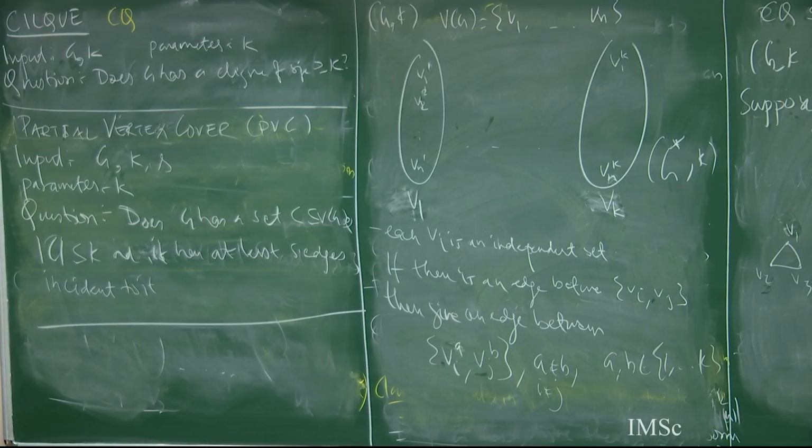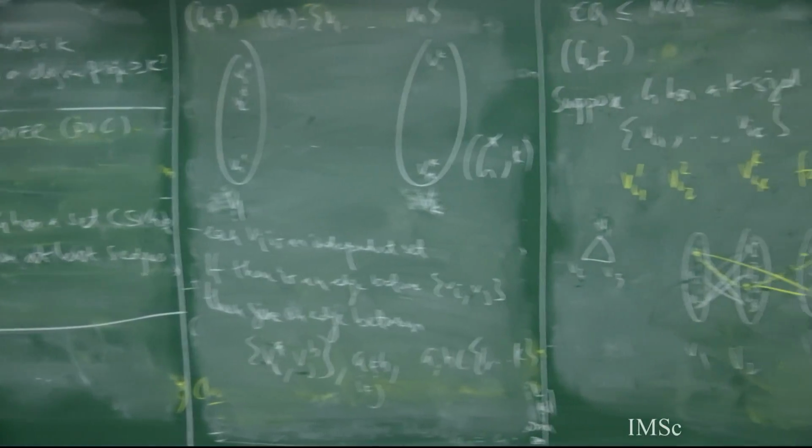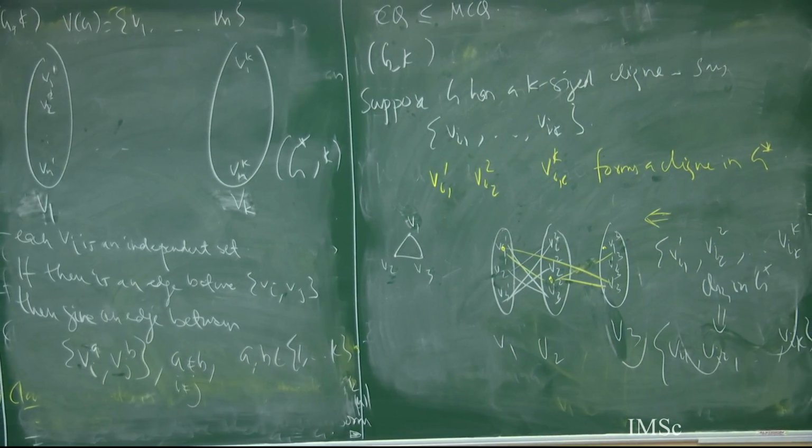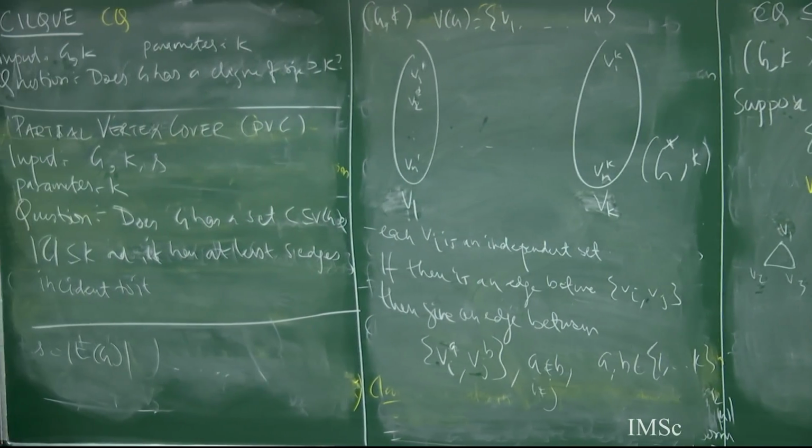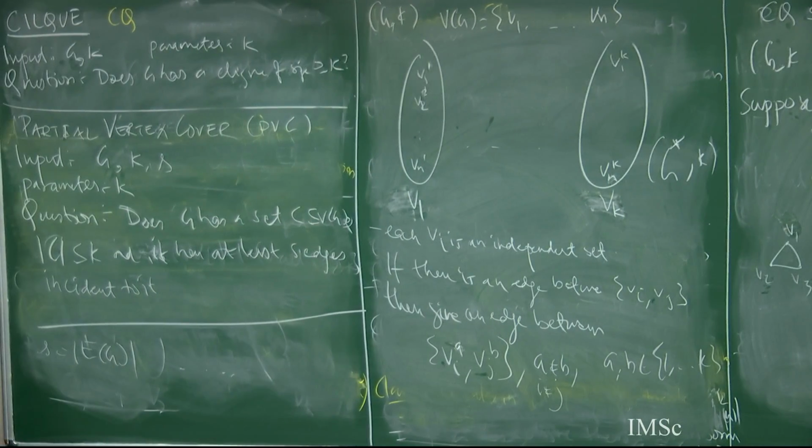So if I put S equal to E(G), then what is this problem? This is the same as vertex cover. But when S is smaller, I do not want to cover all the edges, but a certain number. I tell you how many edges I want to cover, and I give you a budget of K. So this is called the partial vertex cover problem.